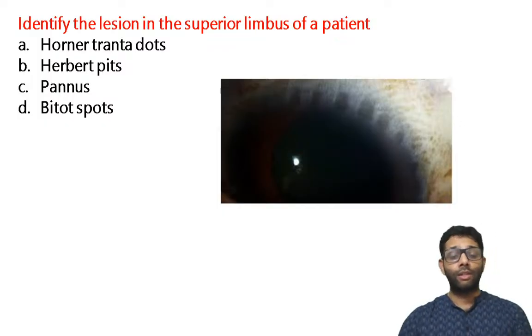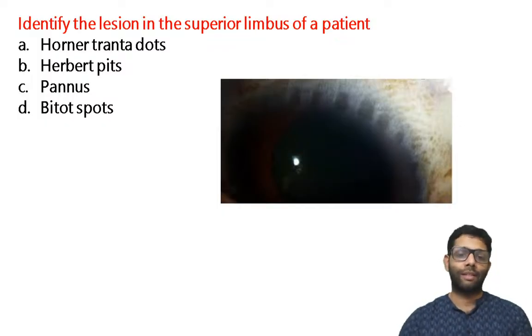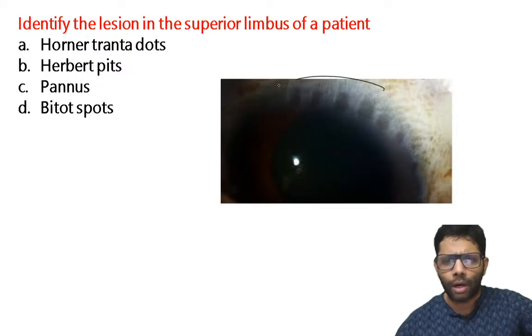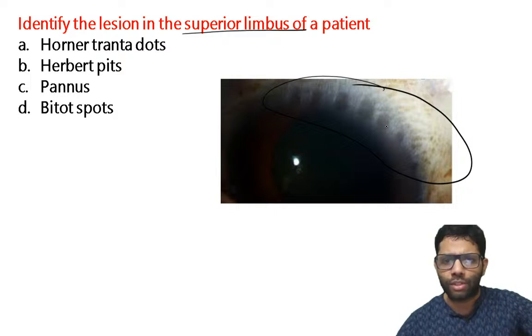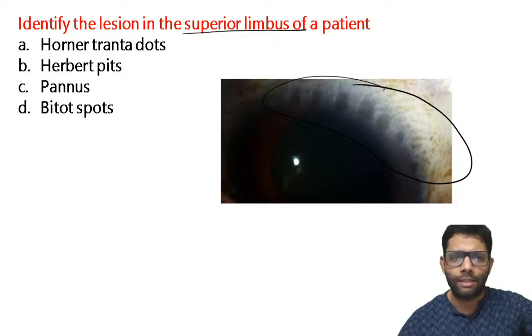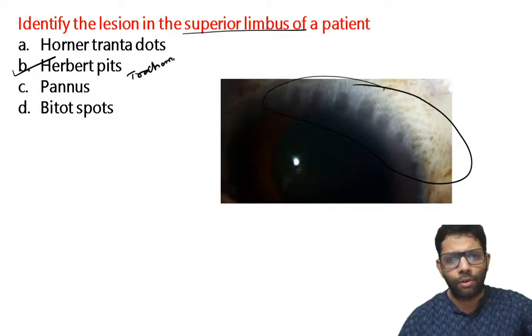Alright. Now this is also a repeat question, a direct repeat question from the NEET exam. But it's a simple question because, see, it is given that in the superior limbus, identify the lesion. Limbus is the corneoscleral junction and there are brown-black depressions in the upper limbus. That is Herbert pits, seen in trachoma. Actually it is pathognomonic for trachoma.